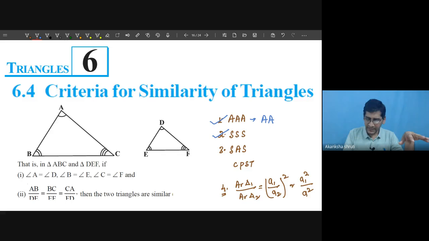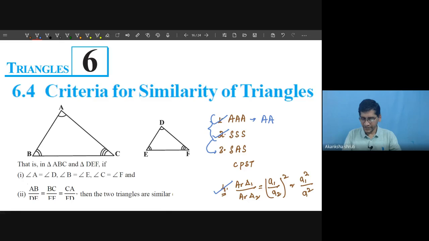The third criteria is basically the combination of the first two, called SAS. The two sides are proportional and the included angles are equal. So these are the three criteria that we will just understand. Proof is not required here. Then we will go for another theorem: the ratio of areas of two similar triangles is equal to the square of the ratio of their sides. So this we will also understand.